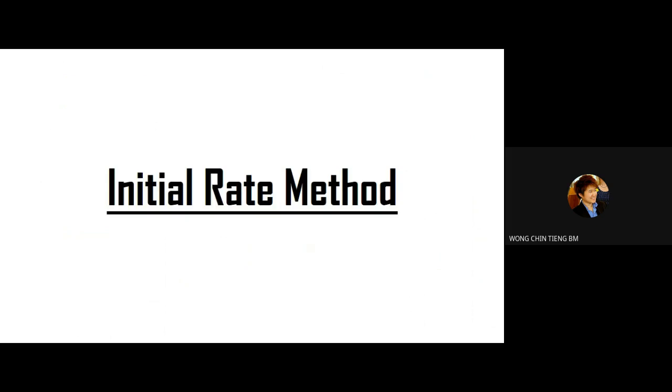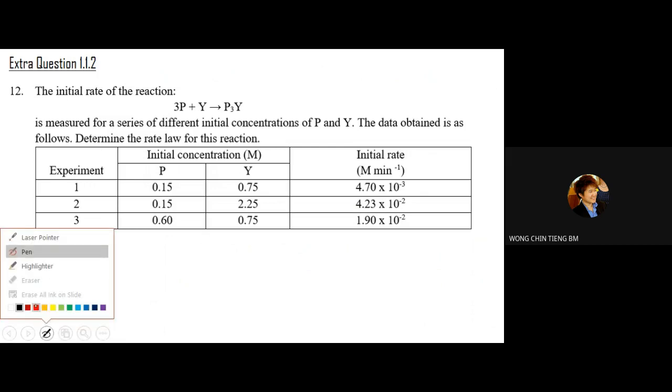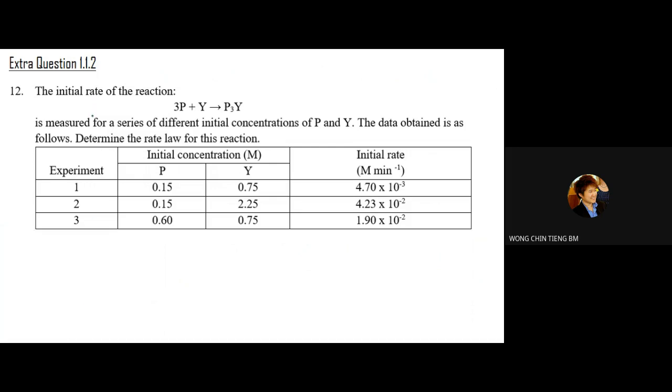Okay? Kita tengok dulu initial rate method. Saya ambil soalan terus. Siapa yang dah buat? Okay lah. Siapa yang tak buat? Soalan 12. Alright? Okay. How do we solve this kind of question? Kita buat soalan terus sebab dia senang je. Cuma dia leceh lah. Okay. How do I find the order of the P and Y?